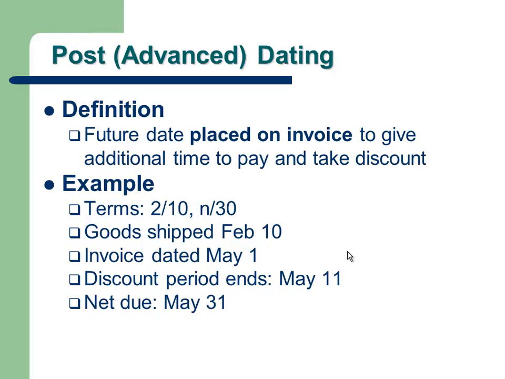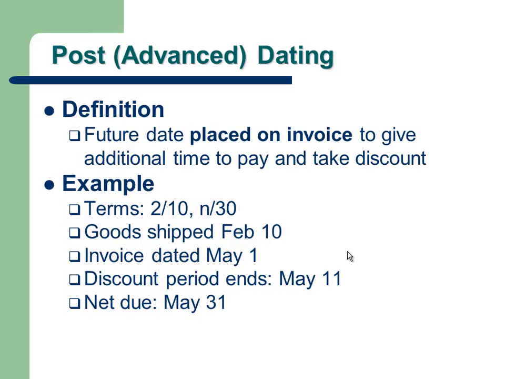So for example, let's say the term is written as 2/10 N/30. It looks just like a regular dating term, right? You have a 2% cash discount if you pay in 10 days. Otherwise, the net due is in 30 days. Say the merchandise is shipped out on February 10th. So that means usually the invoice should be dated February 10th, right? But in this case, the vendor decided to put May 1st as the invoice date. Although the merchandise was shipped out on February 10th, the invoice date is May 1st.